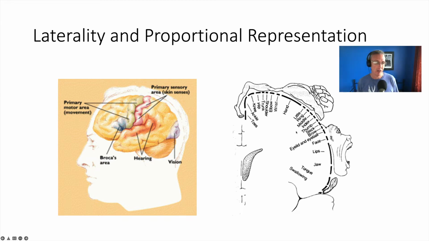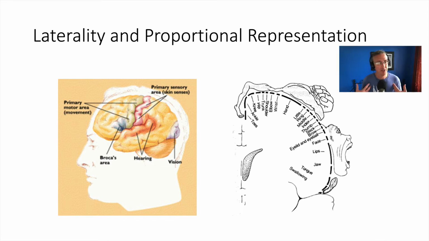The parts of our body that we use a lot to manipulate the world, again, our hands are big among those, get a whole lot of motor tissue devoted to them to let us do that in a very precise way. Okay, so kind of a cool thing. We call this proportional representation. The amount of brain is related to the importance of that part of the body in terms of either input or output on the world.